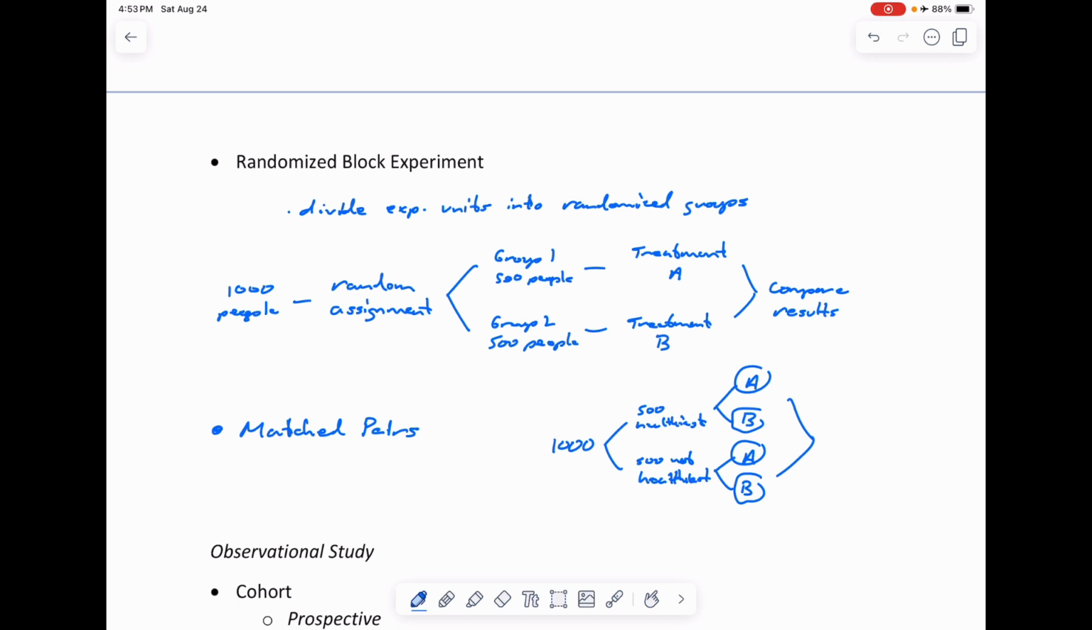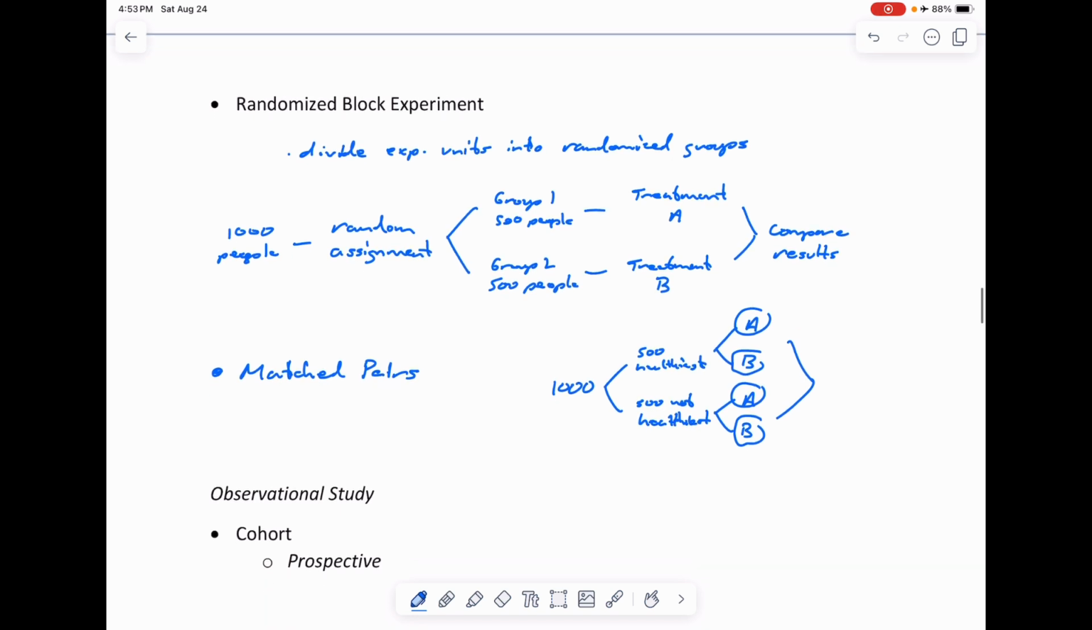Different ways to set these up. Again, you always want to be random, and you always want to be thinking about what are those factors that could impact results, and how do I mix those factors into the groups to make sure that the treatments are being spread across those as evenly as possible.